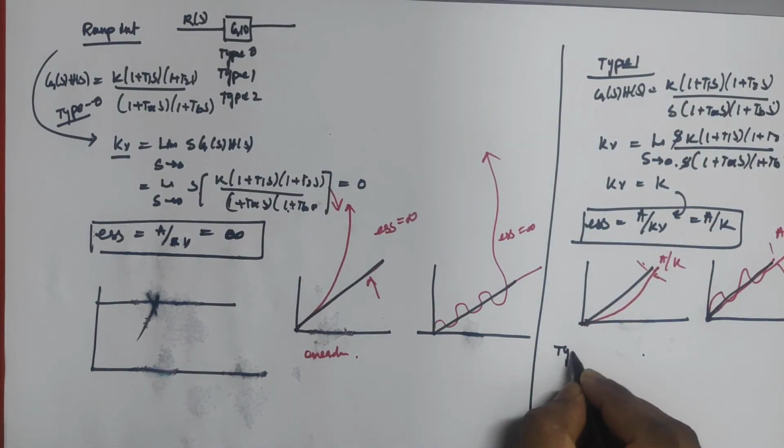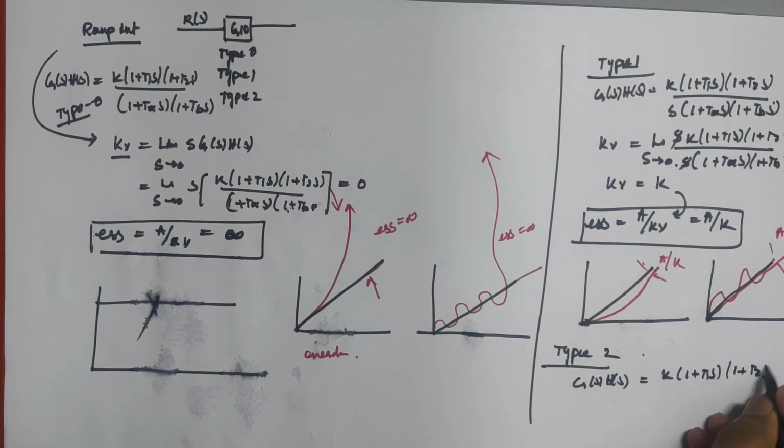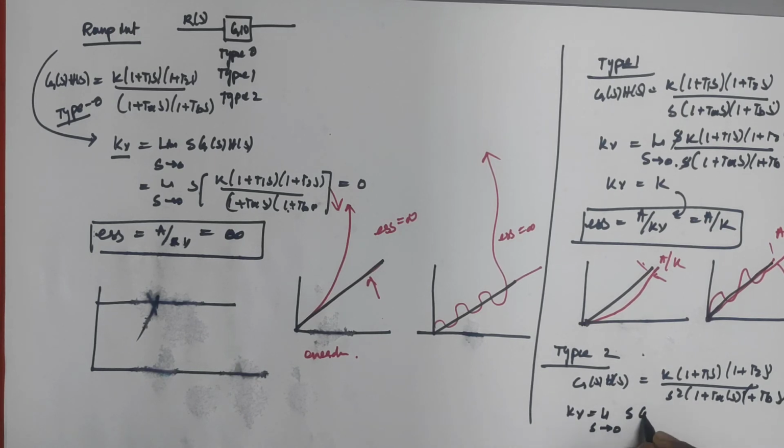Now coming to type 2. So G(s)H(s) will be equal to K (1 + T1 s)(1 + T2 s) by s square into (1 + Ta s)(1 + Tb s). Now Kv equal to what? Limit s tends to 0, s into G(s)H(s). If we substitute this here, the s gets cancelled, and we end up with an s in the denominator. So this Kv value will be equal to 1 by 0, that is infinite.